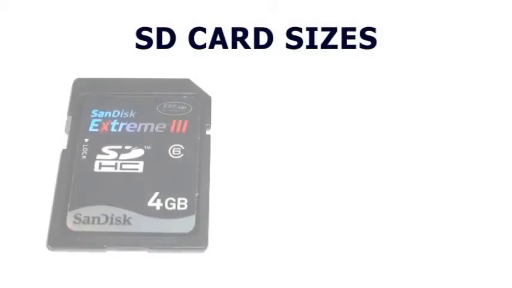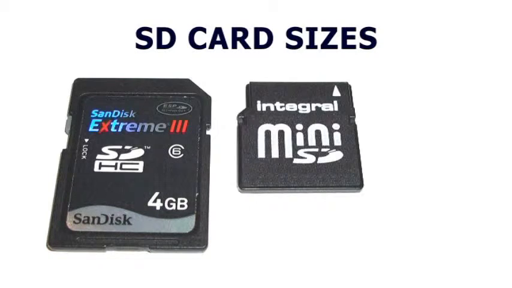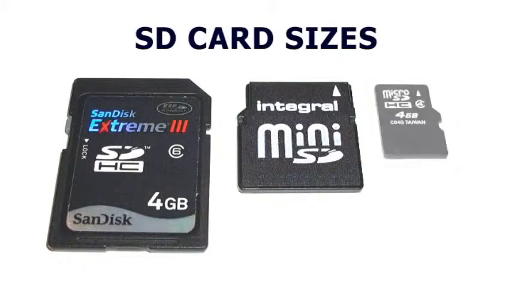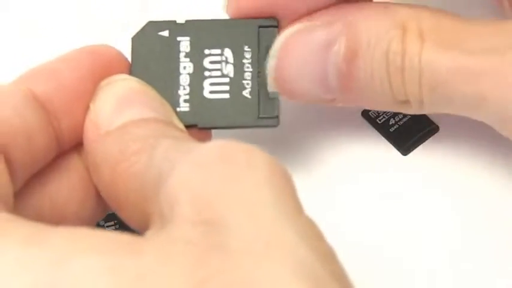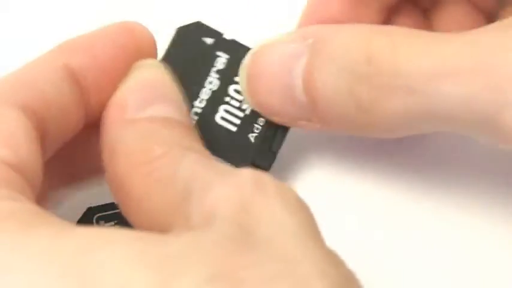Standard size SD cards were first developed in 1999. Smaller mini cards then came on the market in 2003 to allow data to be stored on some mobile phones. Even smaller micro cards arrived in 2005. While the larger cards cannot fit in smaller slots, micro and mini adapters are available.